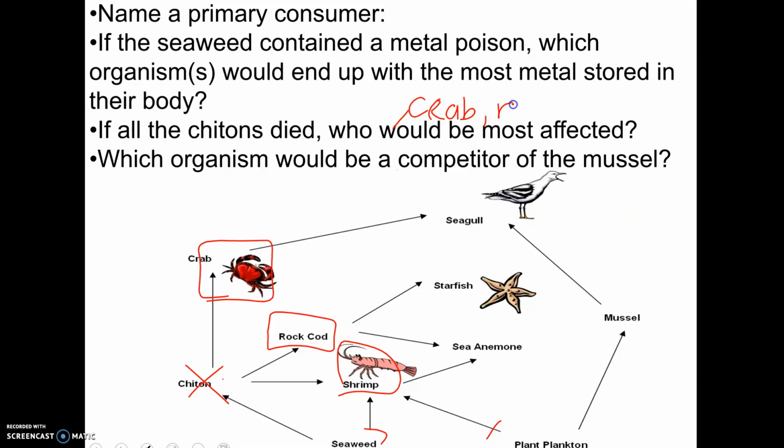Now, you might also say that later on, if the rock cods die, the sea anemone and starfish would also be affected, right? Because they eat the rock cod, and the rock cods are going to die because of the chitin dying.